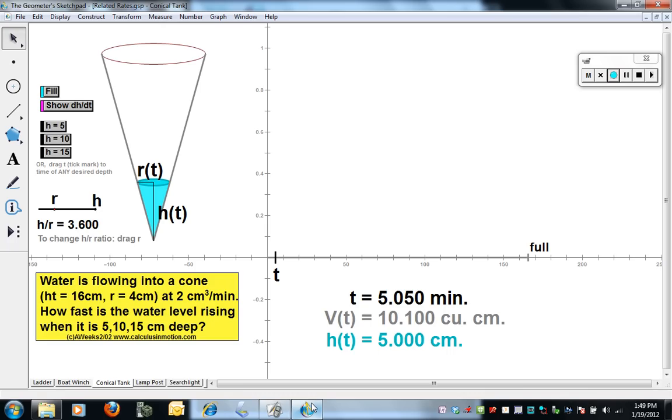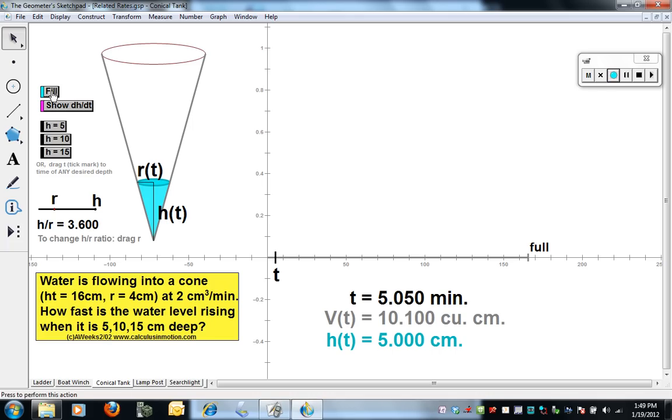So here's our situation. If you look down here, it says water is flowing into a cone with a height of 16 centimeters and a radius of 4 centimeters. And it's flowing in at 2 cubic centimeters per minute. So as soon as I see that it's flowing in and I see cubic centimeters, I should be thinking that that is a volume. That's how the volume is changing. How fast is the water level rising? That means our height, when it is 5, 10, and 15 centimeters deep. And we'll only do one of these. We'll pick 5 and go from there.